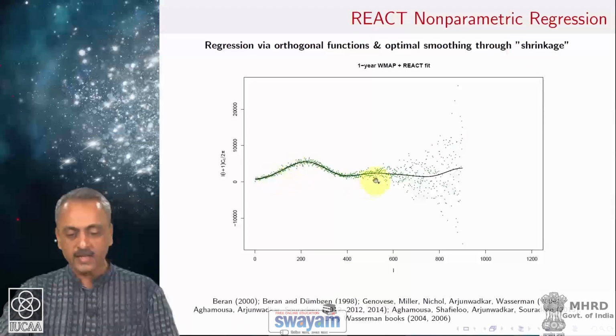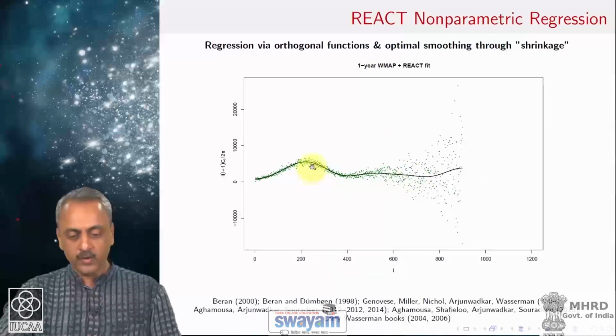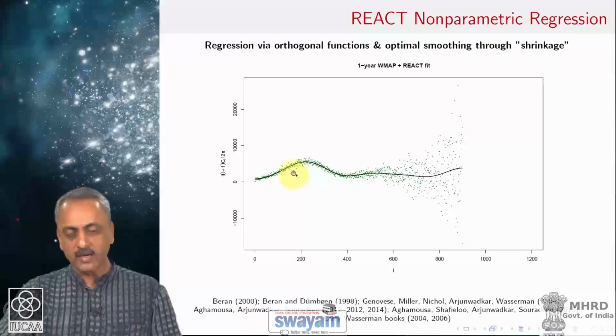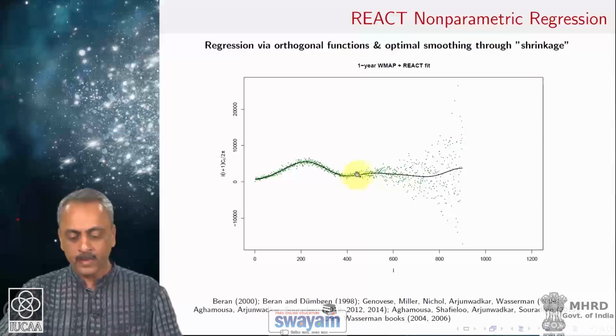This particular black line is the REACT fit for the first year WMAP data. What you see is that the first peak here is quite well determined, and it's not at all a surprise, because even if you ignore this black line, this data itself is showing a peak here, and given the less amount of variability in this region up to about here, it is very easy to see that this peak is quite well determined, and the method is picking that up quite well.